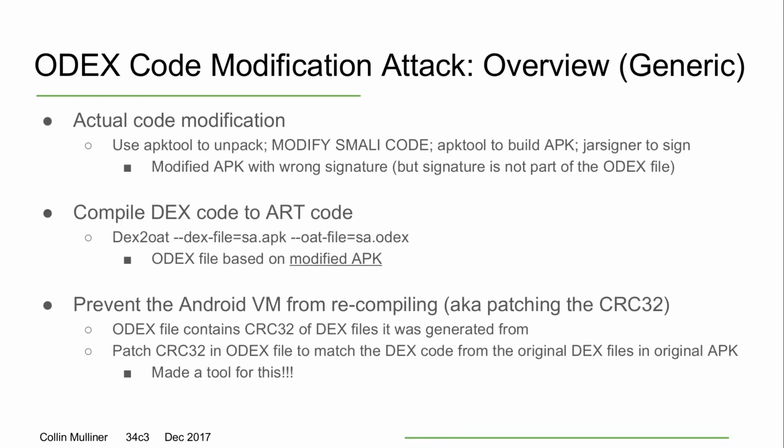So what you do with this odex file, you still have to patch the modified odex file, because the odex file contains a CRC32 of the dex file it was generated from. This is not a security check at all. It's just for the VM, so the VM can see, oh, maybe the APK was updated and now the CRC doesn't match the dex file, and just recompile it. That's just a pure let's-not-run-old-code feature. It's not a security feature. And in order to patch the CRC, I made a small tool. It's really tiny, and it's also open source.